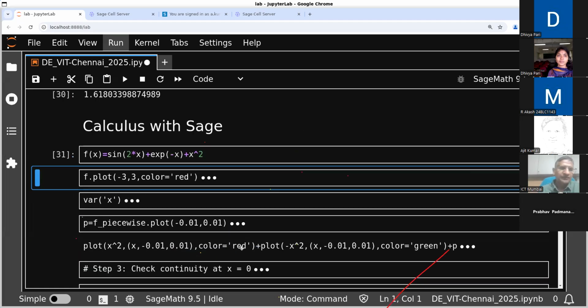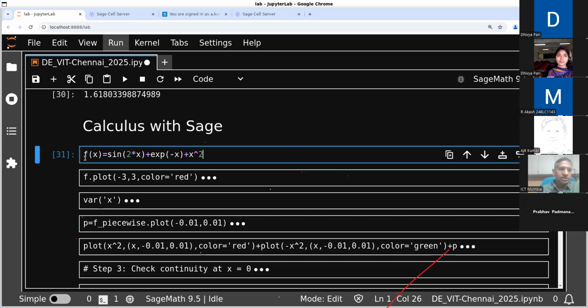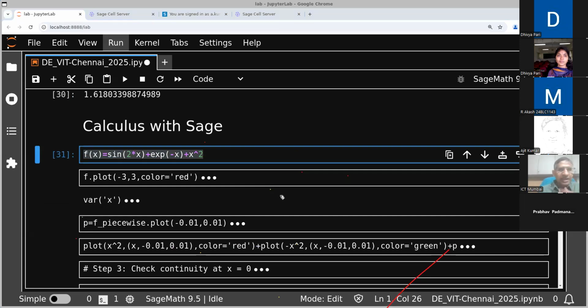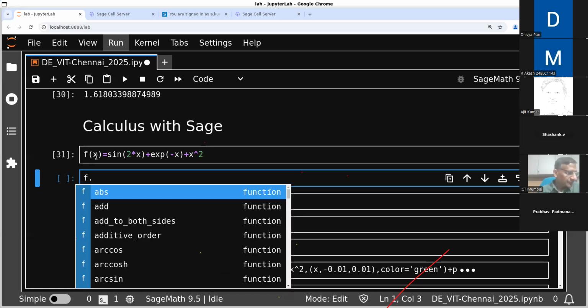So for example, let us define a function called f(x) equal to sine 2x plus exponential of minus x plus x squared. Okay. This is how you can define a function of one variable. We copy this function. Here f is created as an object, so you can say f dot and press tab.